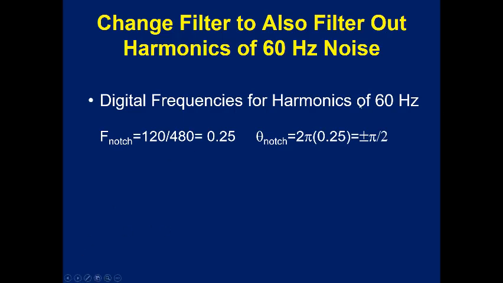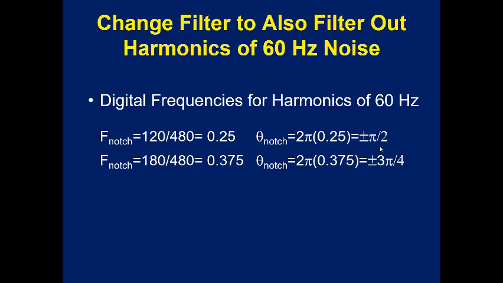So we'll need one for 60 hertz. That was our one at pi over 4. We'll need one at twice that frequency. So we normalize 120 hertz by 480 and get a frequency of 1/4. Go to 2 pi times 1/4. That's pi over 2, or 90 degrees. And we'll need its conjugate at minus pi over 2.